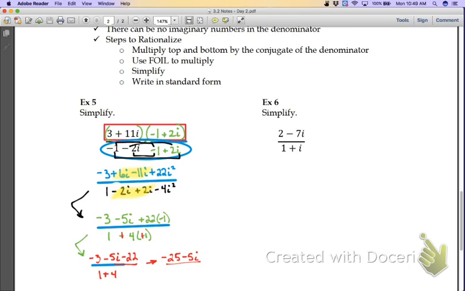all over 5. Now, since everything on top is divisible by 5, or I can factor out a 5, I can have 5 times negative 5 minus i on top, and then the 5 on bottom. The good thing about that is they cancel. So my final answer is just going to be negative 5 minus i.